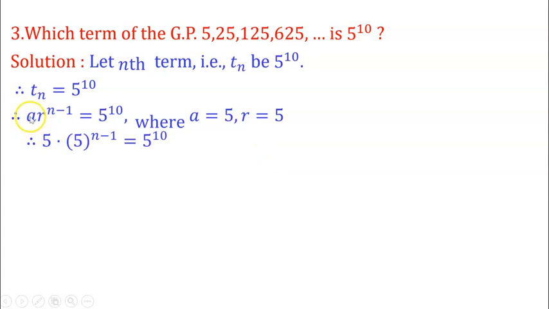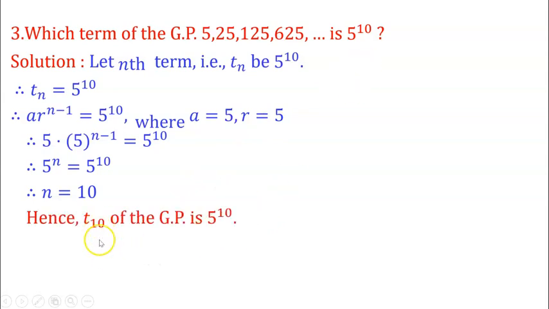Now substitute the values. A is 5, R is 5, so 5 times 5 raised to n minus 1 is equal to 5 raised to 10. And after simplification, 5 raised to 1 times 5 raised to n minus 1, you will get 5 raised to n is equal to 5 raised to 10. Therefore, n is equal to 10. That is, the 10th term is 5 raised to 10. Hence T10 of the GP is 5 raised to 10.